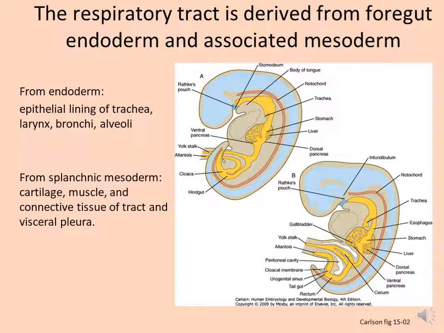So, endoderm forms the epithelial lining of the trachea, larynx, bronchi, and alveoli, and the splanchnic mesoderm forms cartilage, muscle, and connective tissue of the respiratory tract and the visceral pleura. In figure A, we can see the sagittal section of an embryo of 4 weeks, and here we can appreciate the yellow colored gut tube. We know that the gut is divided into foregut, midgut, and hindgut.